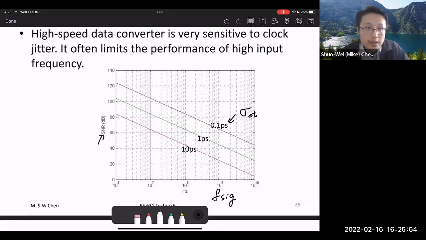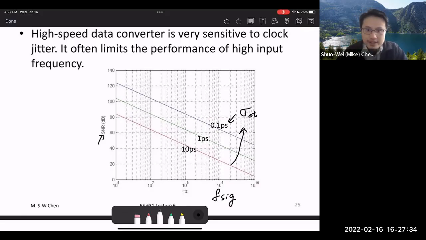All right. So as you can see, what are we learning from this curve? As I sweep sigma delta t from 10 pico to 1 pico to 0.1 pico, you see this SNR line become higher and higher. Does that make sense? When I reduce the standard deviation, that means your jitter is reduced, and if your jitter is reduced, yes, your SNR should increase.